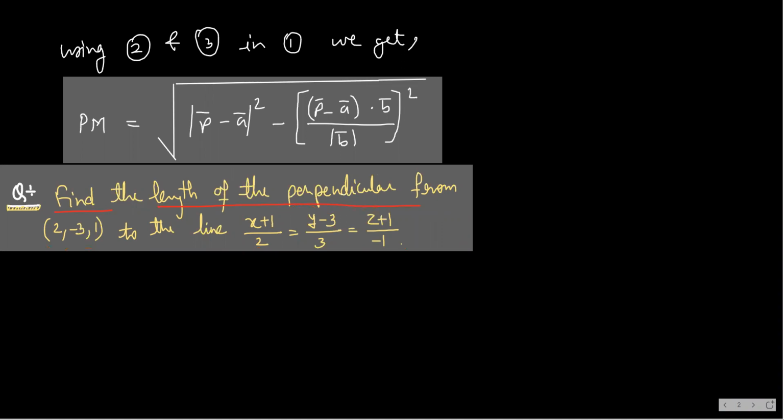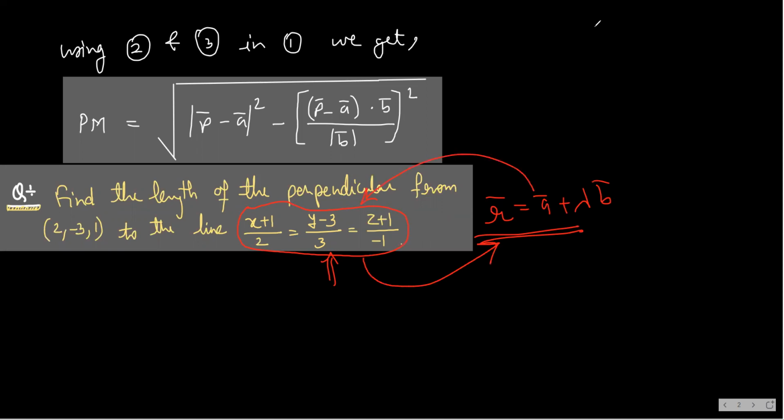Fine. From the symmetric form, you shouldn't worry about that symmetric form equation. Don't think that we did the formula using R bar is equal to A bar plus lambda B bar, which was in vector form, and here we have the symmetric form. Don't worry, because from this form you can always go to that form, and from that form you can always come to this form. It is one and the same.